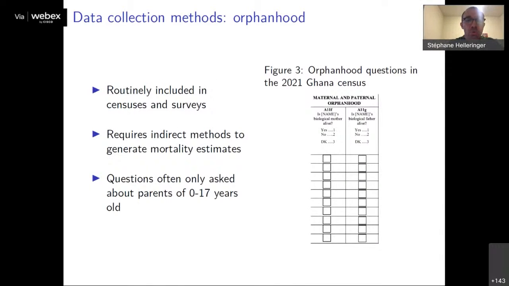Data on adult mortality can also come from questions we might ask about orphanhood. So, here in a census or in a household roster, we might include a couple of questions about certain household members, asking whether the biological mother or the biological father of a household member is still alive, yes or no, or don't know. And this, together with some indirect methods of estimation, might generate some estimate of adult mortality rates. Very often, those questions about orphanhood are only asked about parents of household members who are 0 to 14-year-olds or 0 to 17-year-olds, for example. In some censuses, like in the recent Ghana census, for example, they might be asked about all the household members, regardless of age.